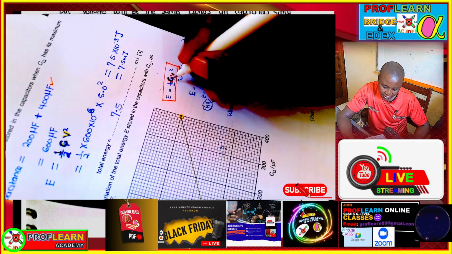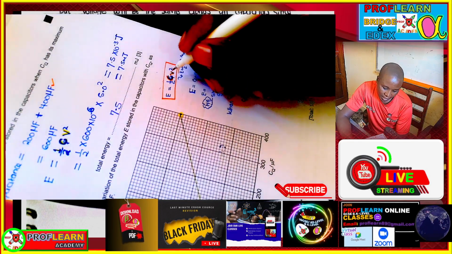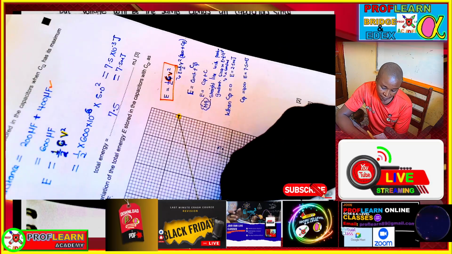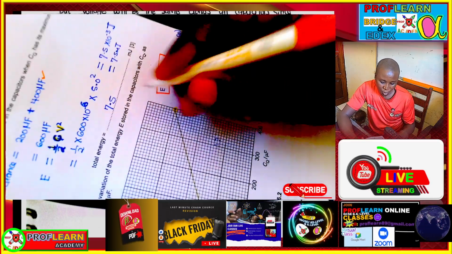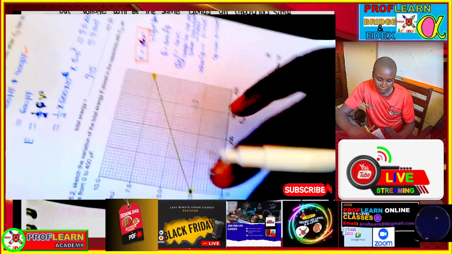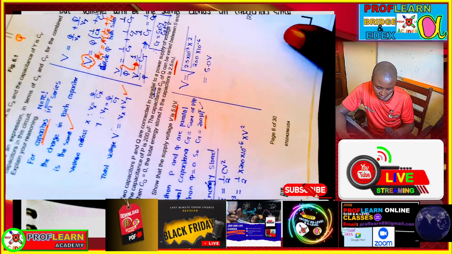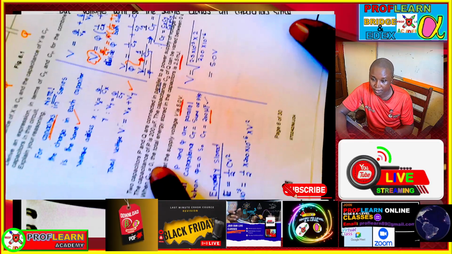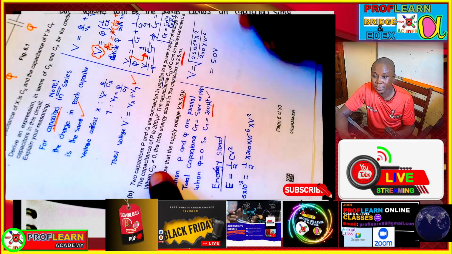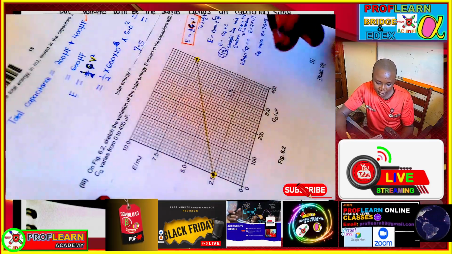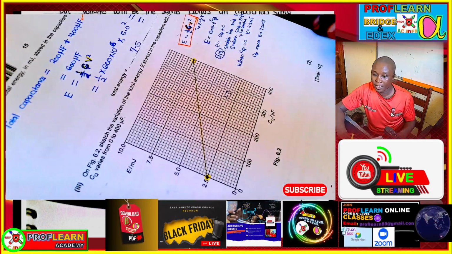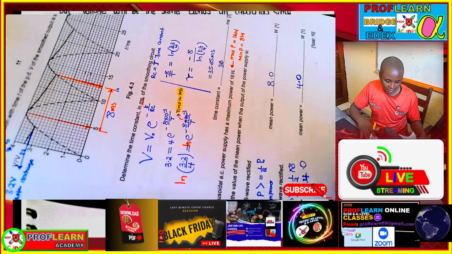Since C is directly proportional, we are going to have a straight line that starts from 2.5 and increases all the way to 7.5. Why is it starting from 2.5? It started from that point because when Q was 0, the total energy stored was 2.5 millijoules. So when it was maximum, the total energy stored was 7.5. That's why it becomes a straight line like that, guys.